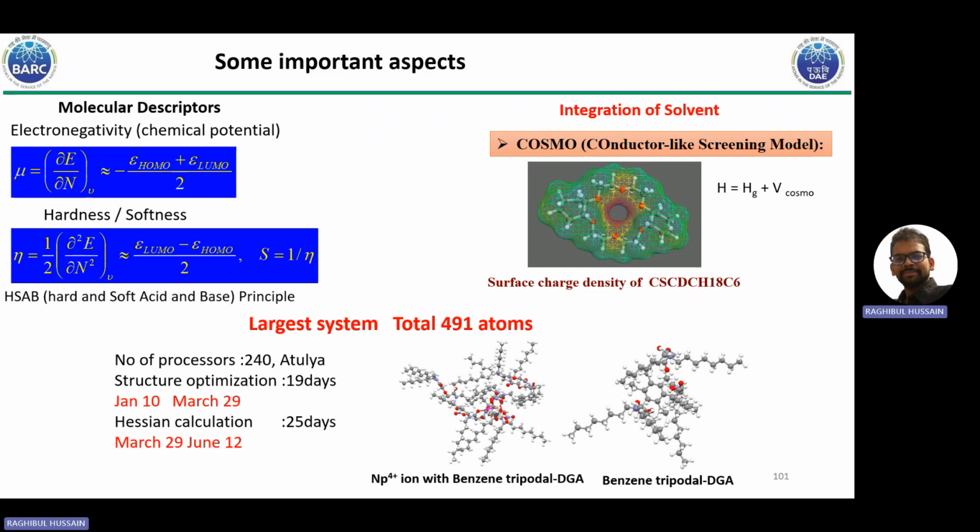This molecule contains a neptunium ion, which is another radioactive ion, and we are trying to separate it with this benzene-type DZA. The optimization alone runs for 19 days on 240 processors. I have given the details, and then the Hessian calculation we started, I think, around March 29.